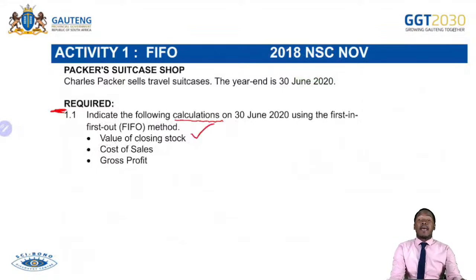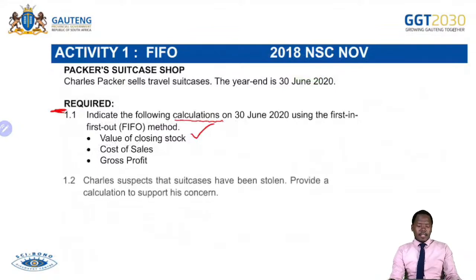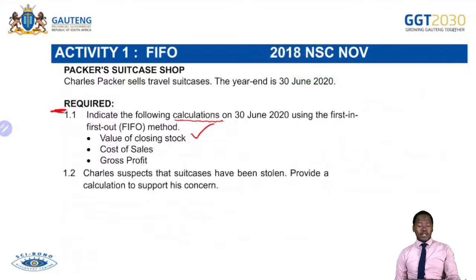Right, grade 12, number 1. One question that we can expect tomorrow, grade 12, is that we may be expected to calculate the value of closing stock. Grade 12s, we are going to go through this. I hope you are ready. We are going to be calculating value of closing stock. We'll be calculating cost of sales as well as calculating gross profit. Right. Now, 1.2 grade 12s, we are going to be providing a calculation for the stolen item. This one says Charles suspects that suitcases have been stolen. Provide a calculation to support his concern.